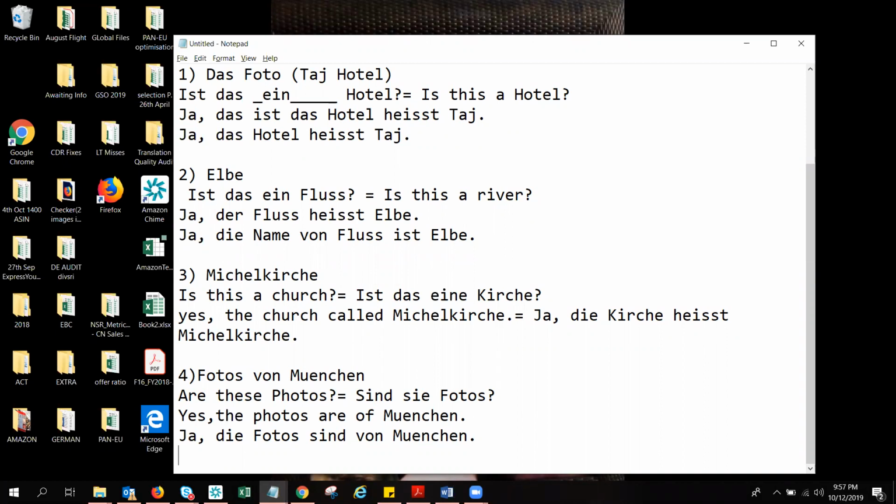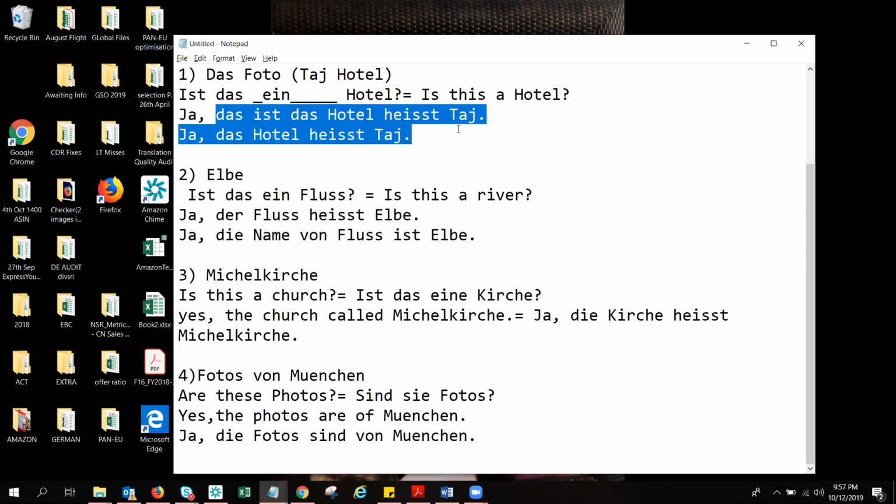You can answer this type of question by using two forms. You can simply say, yeah, das ist das Hotel. Yes, this is a hotel. Or you can give the information, yeah, das Hotel heißt Taj. Yes, this is the hotel called Taj. Or you can simply give the information directly by saying yes, whatever you are asking is the correct thing.